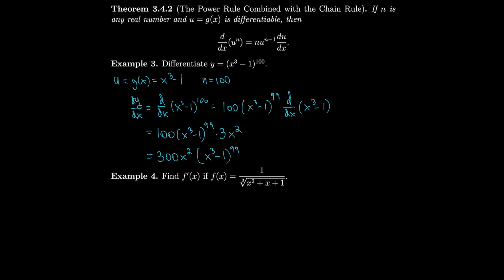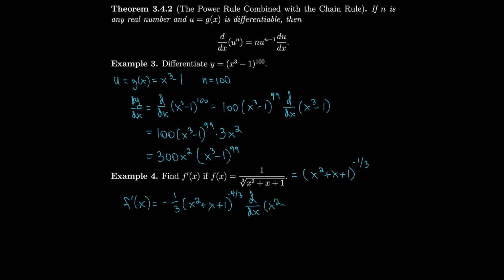Let's find f prime if f of x is this 1 over cube root mess. Well, it's a cube root, we could write that to the 1/3 power, and instead of leaving it in the denominator, we could put it in the numerator if we made the exponent negative. So let's rewrite this to the negative 1/3. So that means that f prime of x is equal to minus 1/3 times x squared plus x plus 1 to the minus 4/3 times the derivative of what was inside.